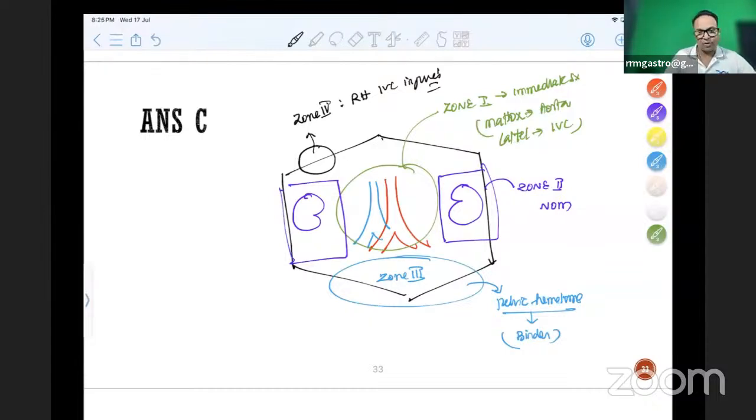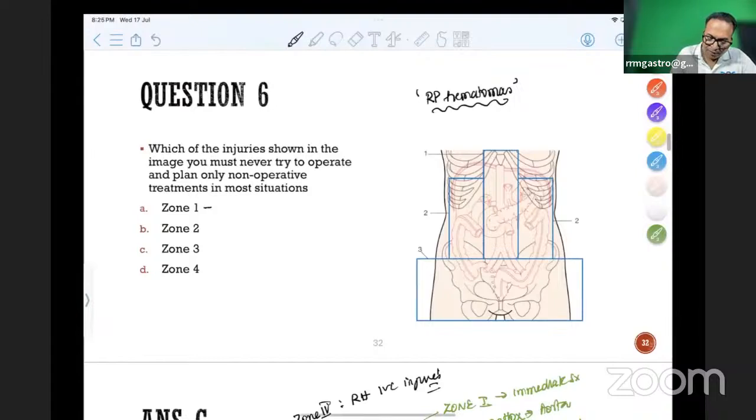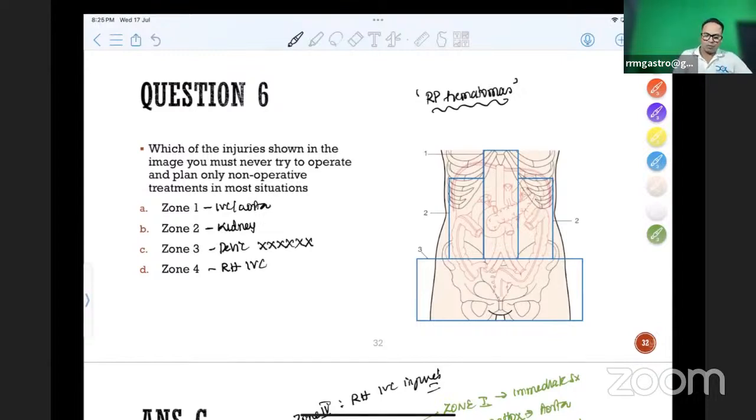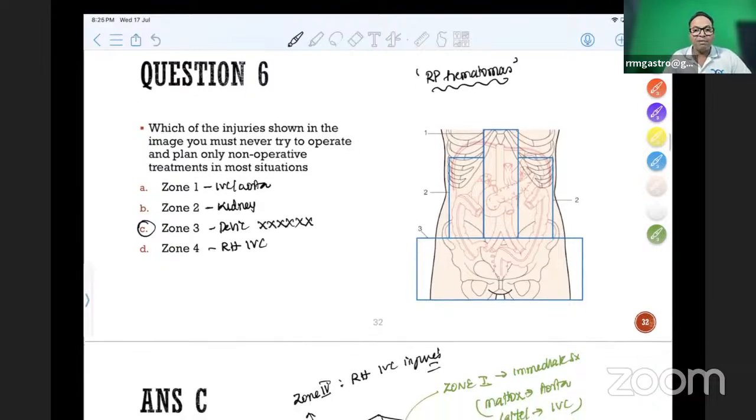It is not from Bailey, it is from Sabiston. So please don't forget, zone 1 is IVC and aorta injury. We need to operate immediately. Zone 2 is an injury of kidney. You can do non-operative method as well as surgery. Zone 3 is pelvic hematoma. Never do any surgery. Zone 4 is retrohepatic IVC injury. We may operate. So which zone does not need surgery? Zone 3, you will just keep a pelvic binder.